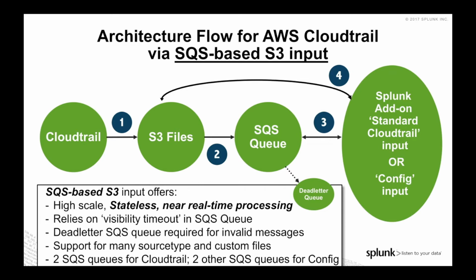The way it basically works is CloudTrail first gets enabled in step 1. We enable writing the data to an S3 bucket. And in step 2, within that S3 bucket, we go and configure what we call a notification to an SQS queue. The Splunk add-on basically subscribes to that SQS queue, so it knows whenever there's an update, and then it goes and fetches those changes or updates later on.